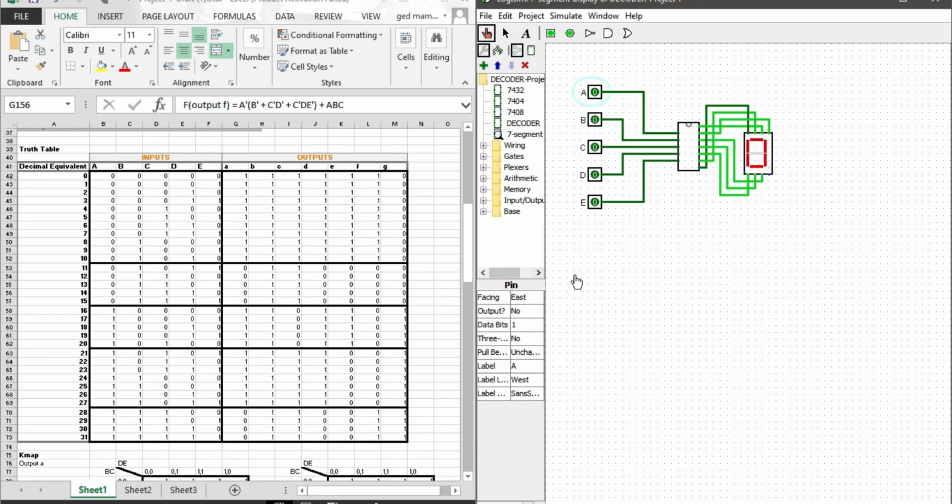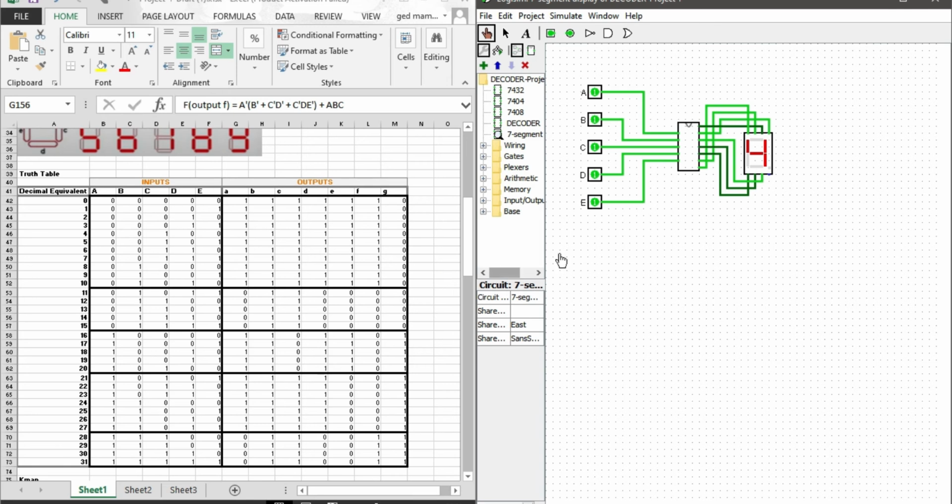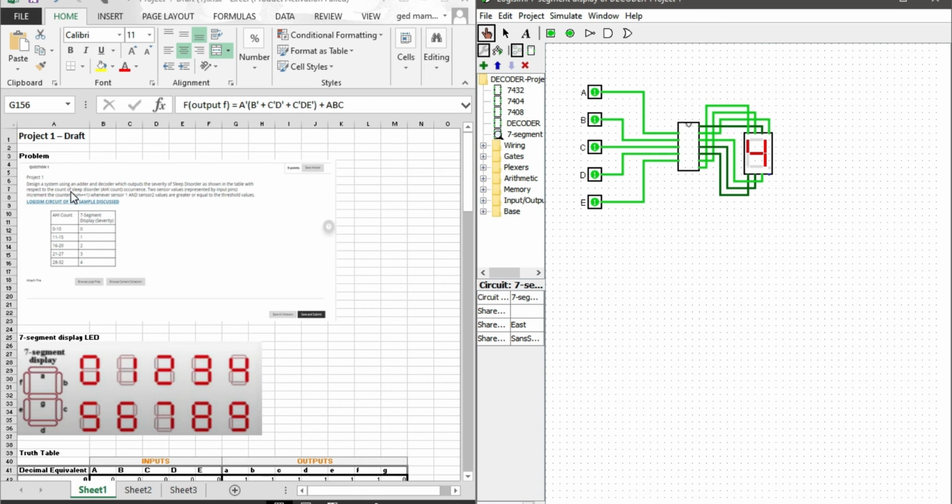For number 28, 1, 1, 1, 0, 0, 1, 1, 1, 1. Now it's 4. So for 31, 1, 1, 1, 1, 1, 1, 1, 1, 1, 1, 1. So now we can conclude that this decoder satisfies this truth table. Thus, it can be used for our system.